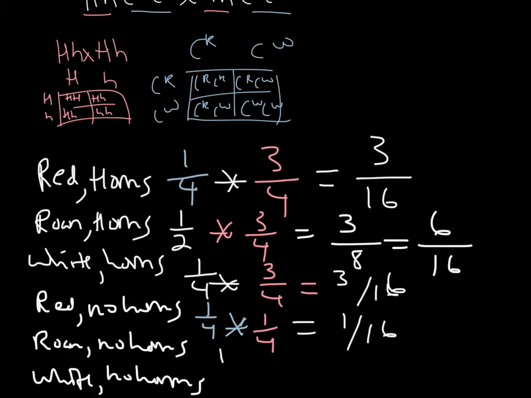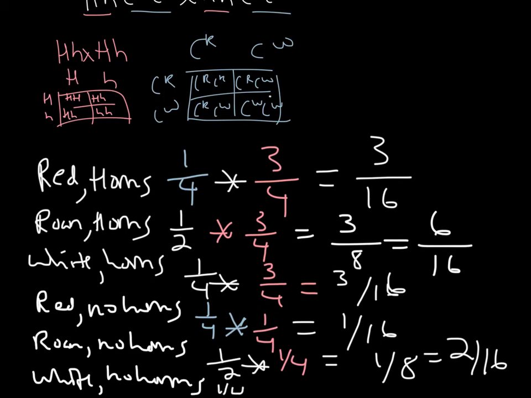Roan has 2 out of 4 boxes, so 1/2 of the boxes are roan possibilities. To be no horns, again, is 1 out of 4, and so multiplying those, we get 1/8 or 2/16 chance of being roan with no horns. And being white with no horns, we have 1 box there to be white and 1 box to be no horns, and that gives us a 1/16 probability of being a white cow with no horns.